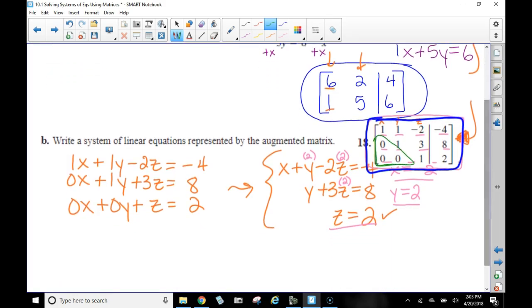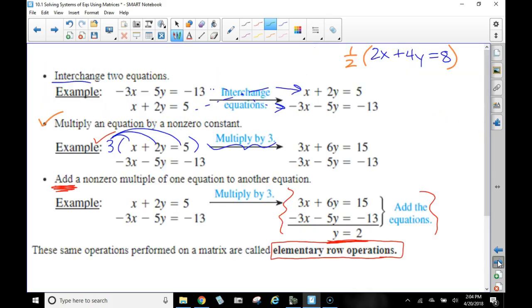because what that allowed us to do, that's what we're headed toward right here at least, is to be able to locate pretty easily what one of our variables would be. Z is equal to 2. That's what that means right there. Z is equal to 2. So that's what we're going to try to get on purpose.